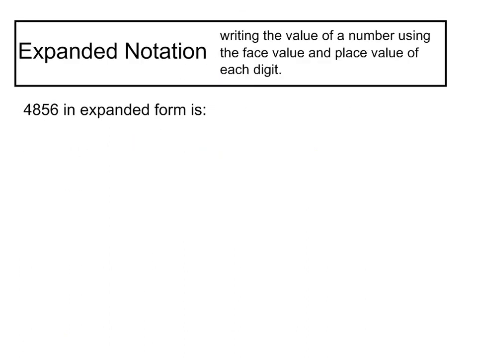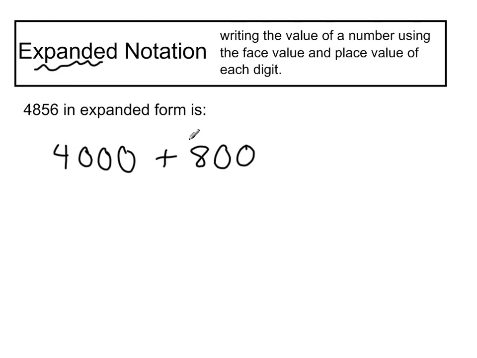Last but not least, we're going to talk about expanded notation, where we're writing the value of the number using the face value and the place value of each digit. There's a couple different ways we can write expanded notation. I prefer the lazy man way. So I have 4, it's in the thousands place, so I'll write 4,000. And then I'm expanding this, so I get to use more math symbols. I'm going to say in addition to, and 8 is in the hundreds place, and 5 is in the tens place, and 6 is in the ones. So this is the way I would write expanded notation.